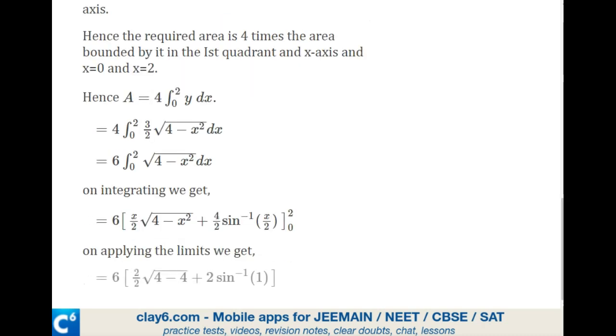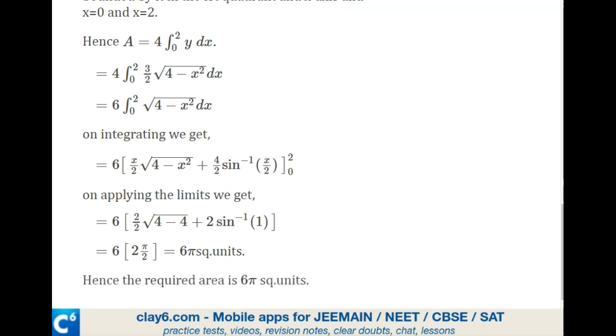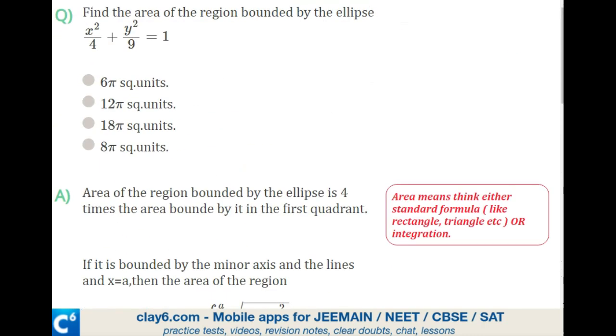And when you apply the limits, you substitute and see. You will see that the answer ends up being 2 pi by 2 times 6, which is 6 pi square units. Hence the required area is 6 pi square units. One of the choices was given, which is option A.